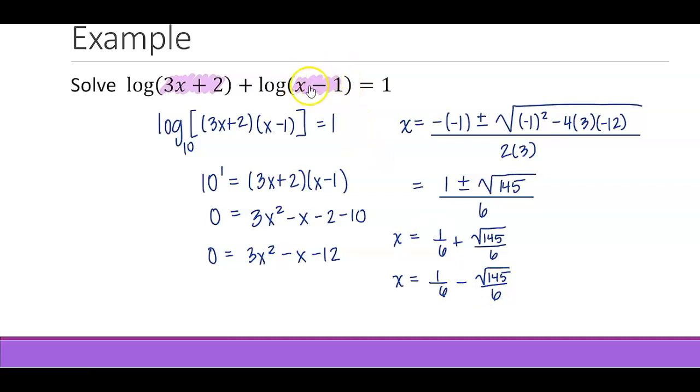If I jump right over here to this log, I have x minus 1. So since this will be a negative number, a negative minus 1, that's going to make the inside negative. If I can't plug it into both of the logs, then I have a domain problem, and this is not a solution. So this equation only has one solution, and it's 1/6 plus the square root of 145 over 6.